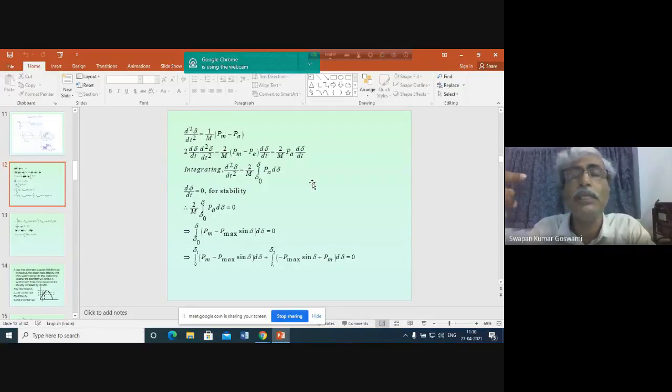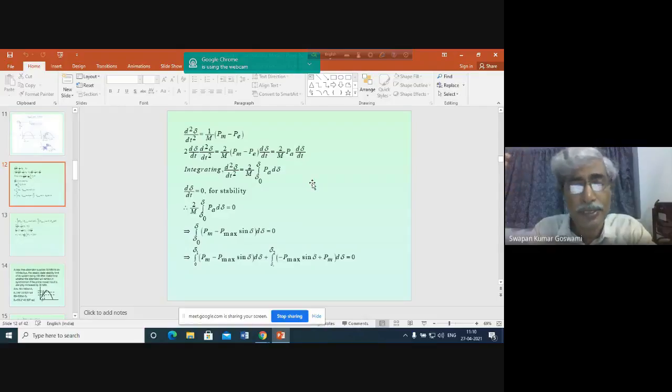What is this energy? This energy is the extra energy. Obviously, at delta 0, when the machine was rotating at synchronous speed, it had some stored kinetic energy, and that stored kinetic energy is the kinetic energy at rated speed, and this should always be the kinetic energy of the machine because it is rotating at synchronous speed. It is maintaining synchronism.